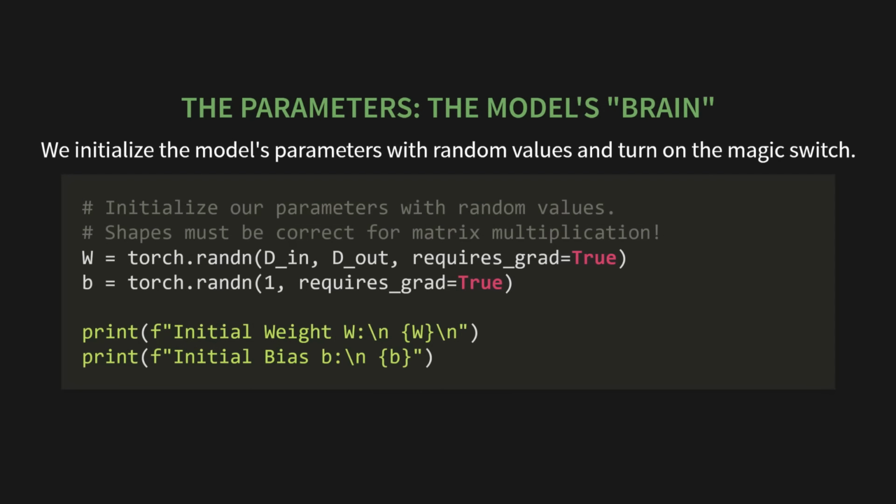Next, we create the model's brain. These are the parameters w and b that it will actually learn. We initialize them with random values, and then we turn on the magic switch. Let's look at the code. We initialize our weight w using torch.randn with the right shape, and here it is, comma, requires_grad=True. We do the exact same thing for our bias b: a random number with requires_grad=True.